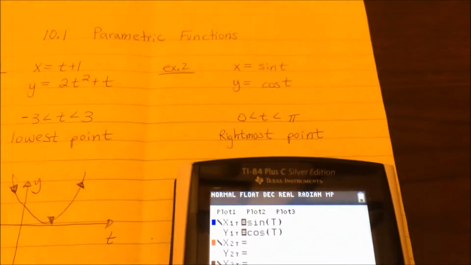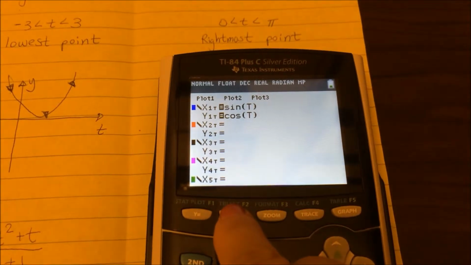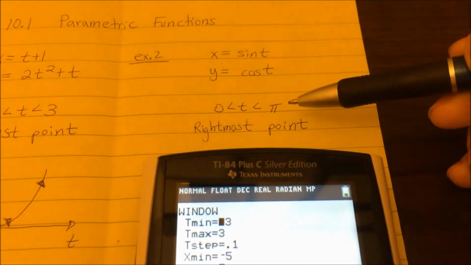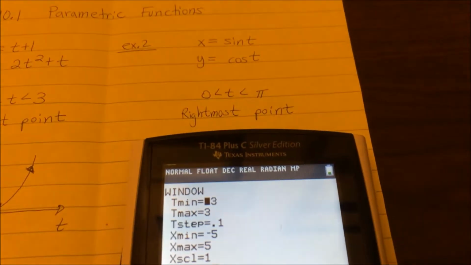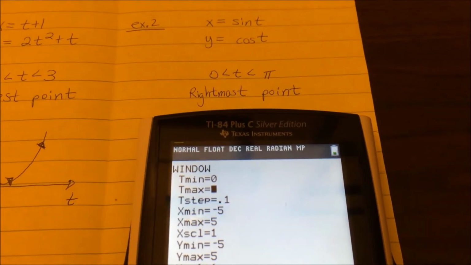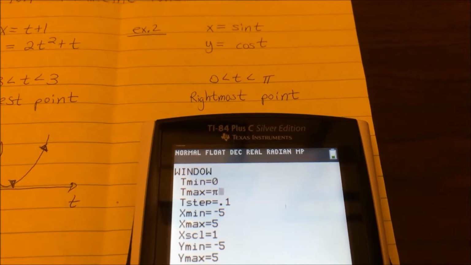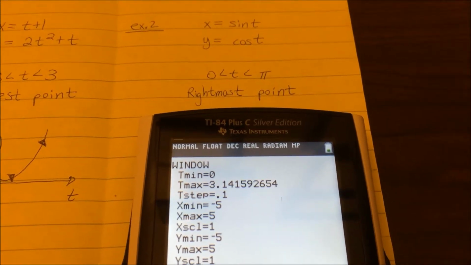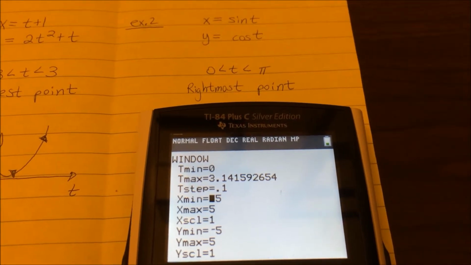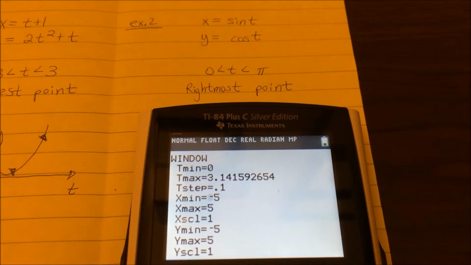So again, I want to go under Window right there, and then adjust your window size, because in the window, it says t is from 0 to pi. So I want to change that to t from 0 to pi, which is pi right there, okay? Let's keep it 0.5 for now, and I'm going to keep it to this just to see what it looks like, because I don't know what it looks like.